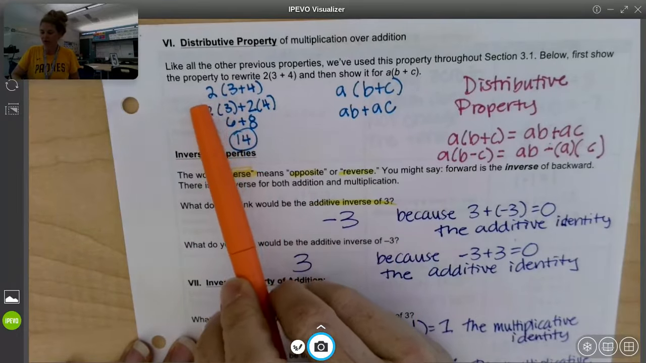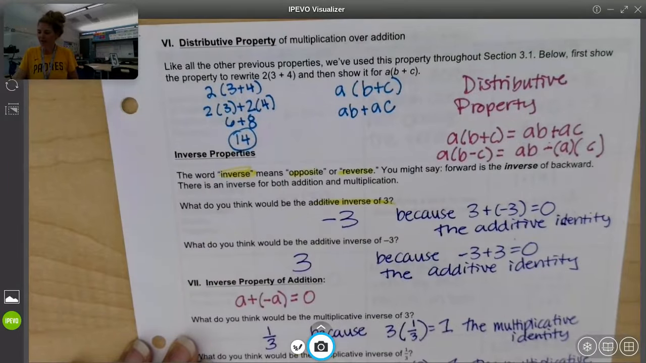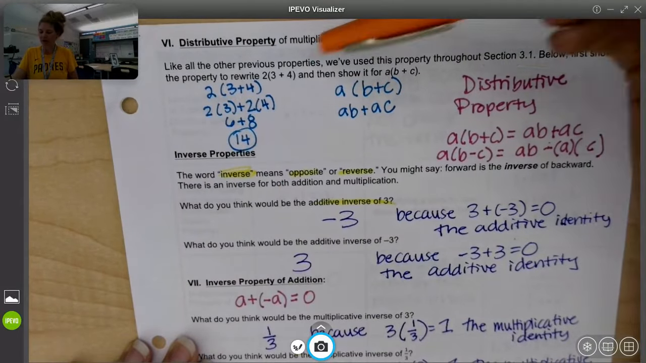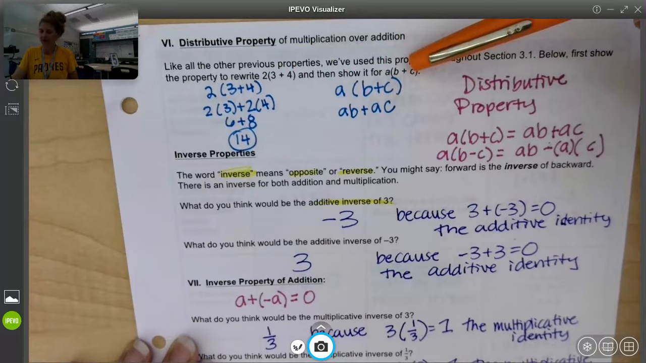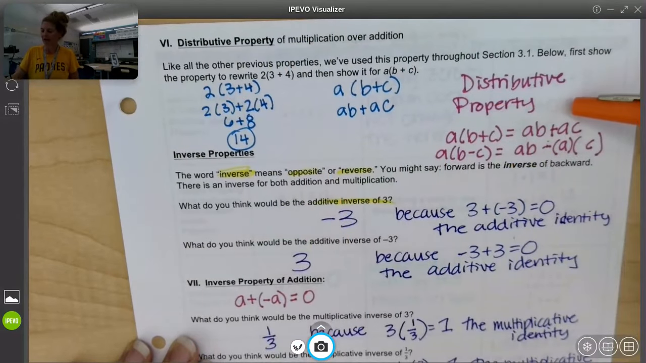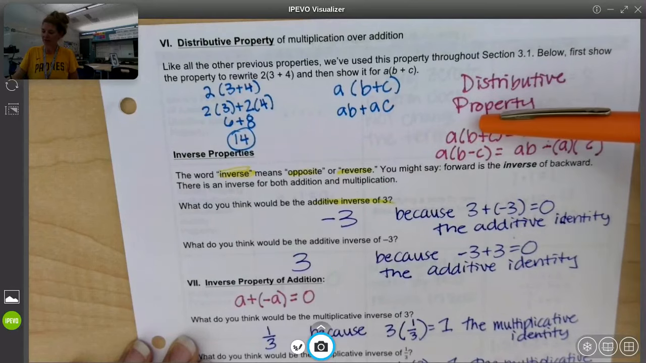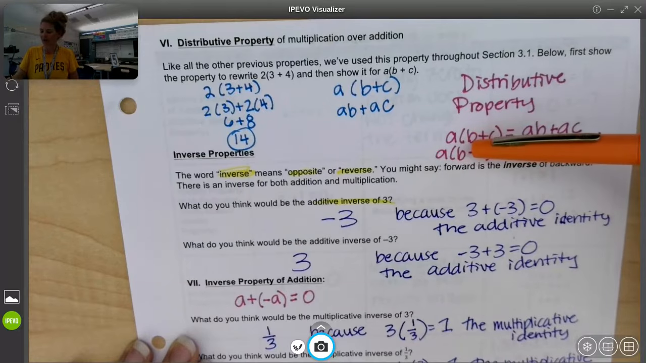So we have this 2 groups of 3 plus 2 groups of 4. So like all the previous properties we've used, we first show the property, rewrite 2 times 3 plus 4, and then show it for A times the quantity of B plus C. So we can show it with numbers and with variables, and the distributive property is defined as A groups of B plus C equals A times B plus A times C, or A groups of B minus C is AB minus A times C.